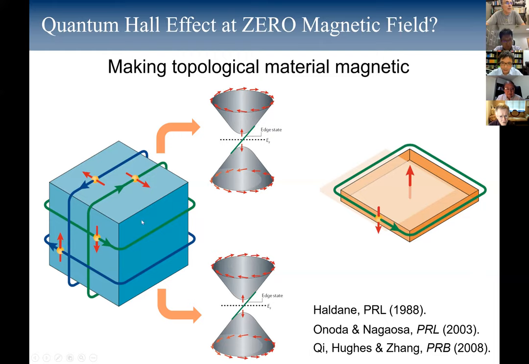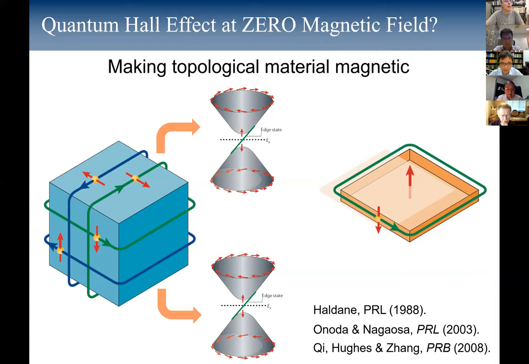But at the same time, if we squeeze the three-dimensional topological insulator into a thin slab, so that only one mode is allowed at the edge, you will end up with the quantum Hall effect at zero magnetic field. And this edge mode will be a dissipationless edge mode. That's the so-called quantum anomalous Hall edge state.